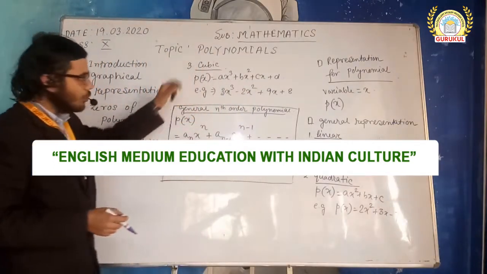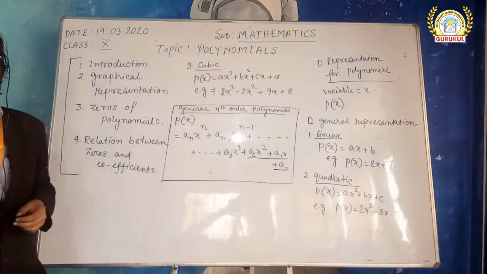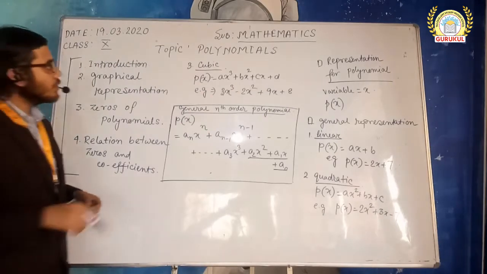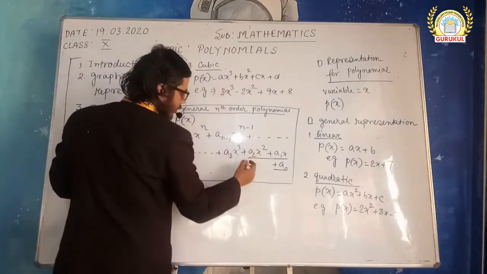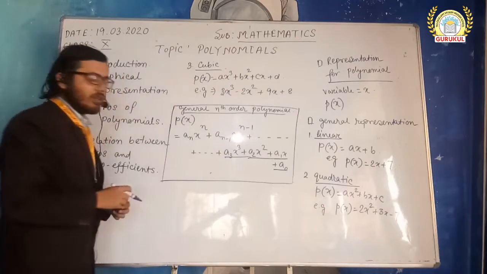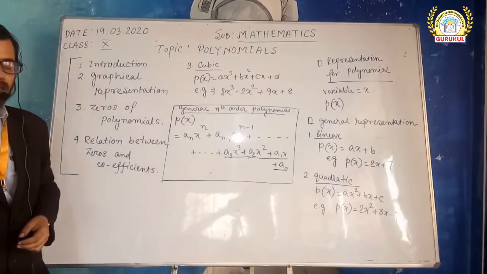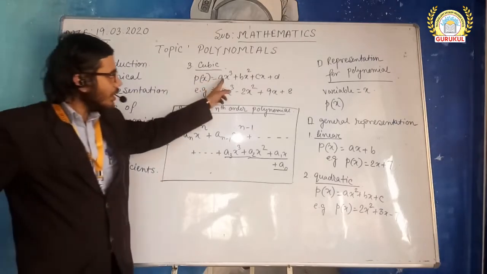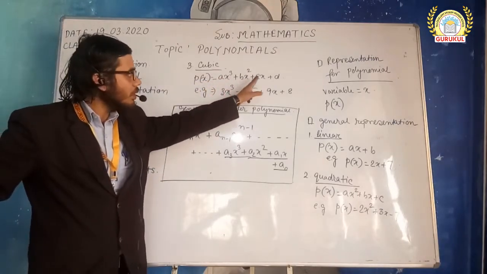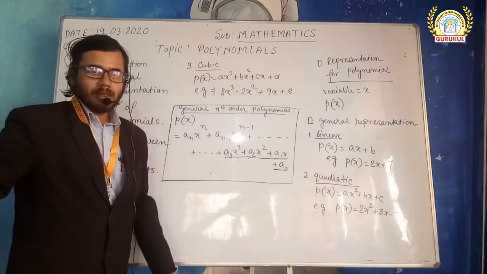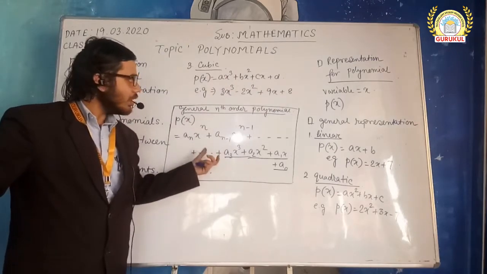Now in case of cubic, I need the value of n equal to 3. So that's why a3x cube plus a2x square plus a1x plus a0, that means ax cube plus bx square plus cx plus d. So in this way, this is the general nth order polynomial.